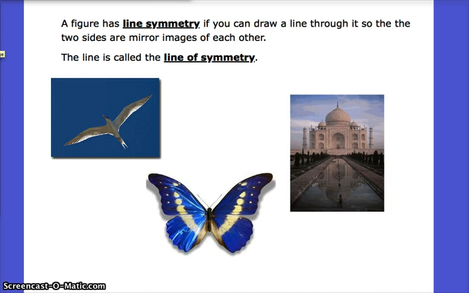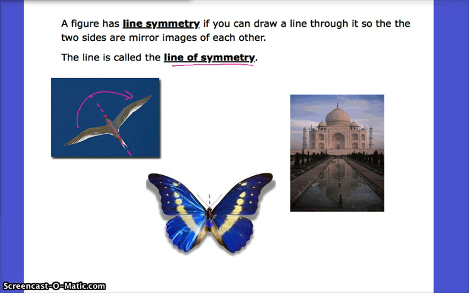So line symmetry, you can draw a line through the figure so that the two sides are mirror images of each other, and the line is called the line of symmetry. So please make sure you write that down. Whatever you're reflecting it over to get it to land on itself would be the line of symmetry. So in this picture I could draw, and the bird would be split in half, and if I reflected it, if I folded this side over to that side, it would land on top of itself.